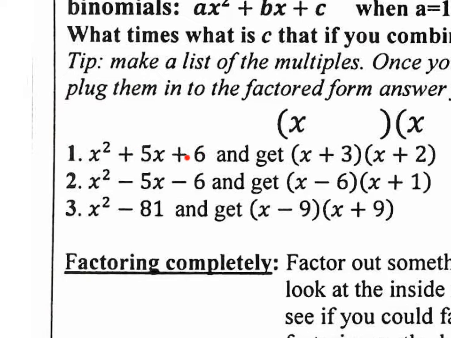Okay, if I go 6 and 1, that'll give me 6, but if I add 6 and 1, that'll give me 7, and that's not 7, that's 5. 2 and 3. So yeah, you're going to put a 2 right there and a 3 over there. So there it is, 3 and 2. There's your factored form, you're done. That was the easiest type of factoring.